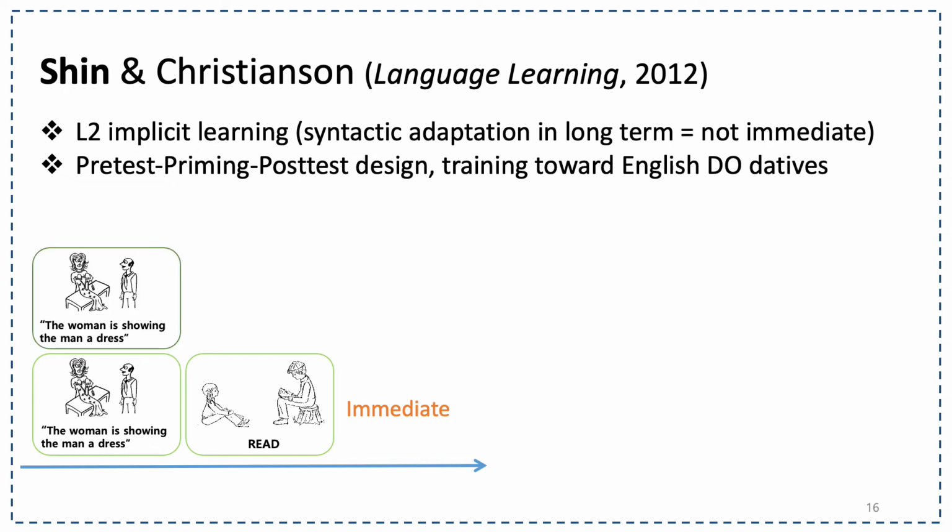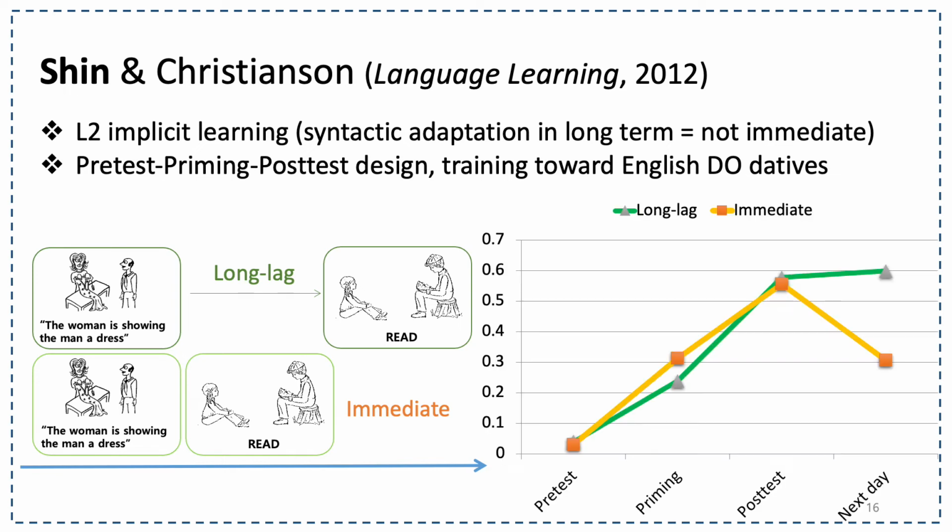However, in the long-lag condition, there are several fillers between the prime and target. That's the difference between the two conditions. And the result shows that structure priming effects were found for both conditions, but the long-lag condition showed retention on the next day, supporting the implicit learning process when it comes to the long-lag prime.